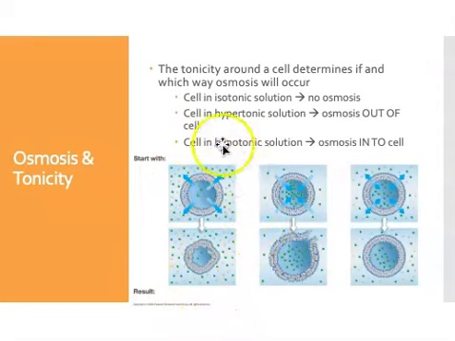The last panel represents a cell sitting in a hypertonic solution. There are more particles outside compared to the inside. If the particle cannot resolve this concentration gradient, the water will resolve it. Water flows from the side with fewer particles towards the side with more particles to dilute out that high concentration. So in this panel, osmosis will move water out of the cell. The cell will shrink and eventually collapse upon itself.